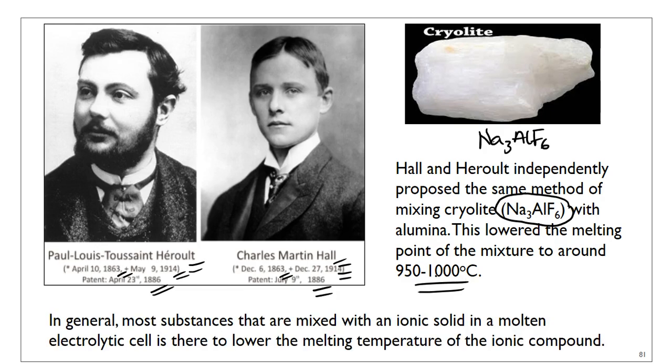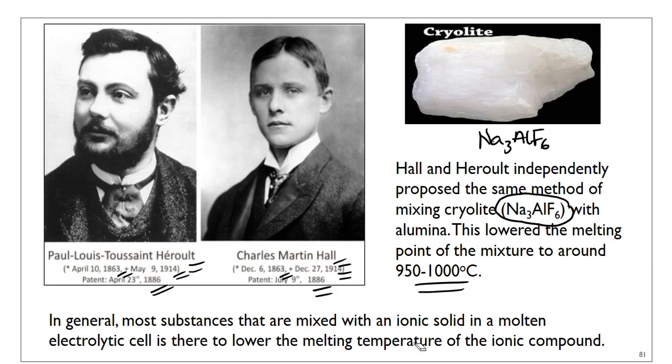So just to make a general point, because you don't have to memorize any specific examples of these cells, if you see a cell that has something else mixing in with the electrolyte, especially if it's a molten cell, most of the time that is to lower the melting point, because this is probably one of the things that people are still looking for ways to improve.